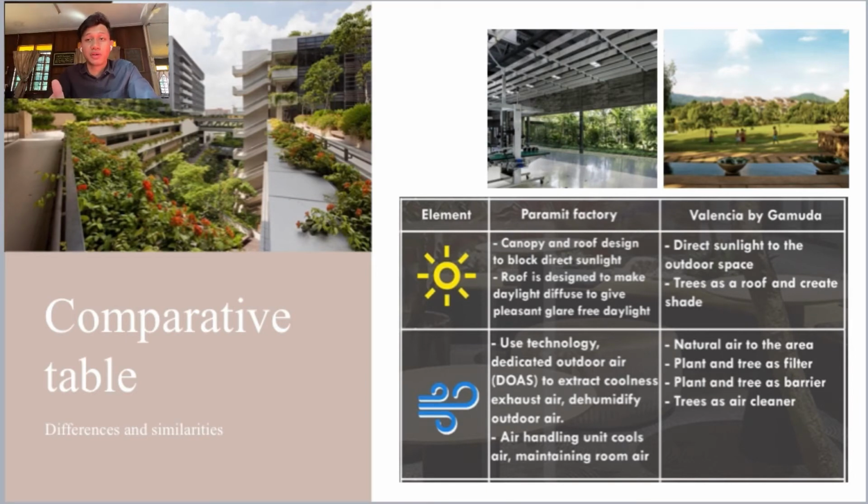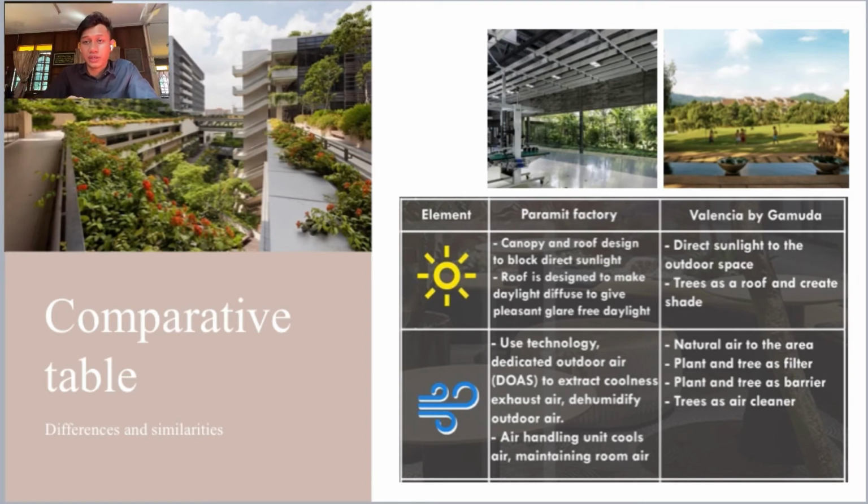So for the element of natural light, the Paramit Factory uses a canopy and roof design to block direct sunlight. Its roof design makes daylight diffuse to give pleasant, glare-free daylight. While in the Valencia, it directs sunlight to the outdoor spaces, and the entry roof creates shade. So the difference here is, in the Paramit Factory, it uses a design to enhance the natural light to give more benefit to the user, while the Valencia just uses the natural light.